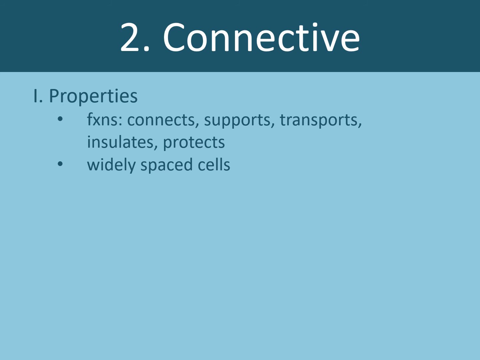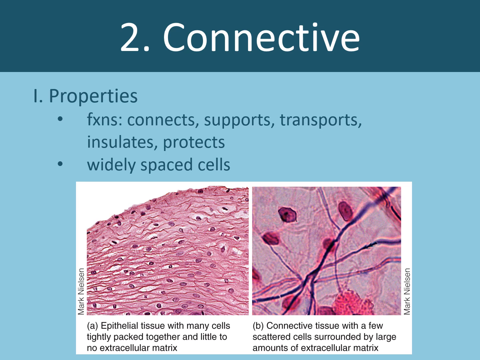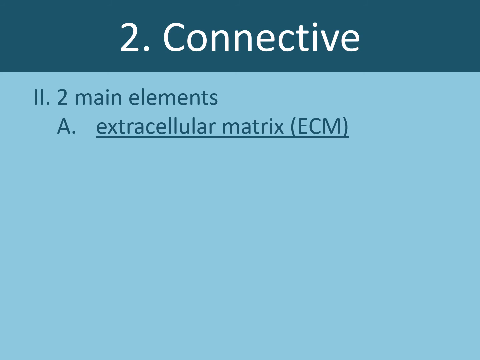The cells of connective tissue are widely spaced. Again, in the pictures of microscope slides below, you can see on the left epithelial tissue with the cells tightly packed, and connective tissue in contrast on the right, where the cells colored purple are very far apart from each other. Now let's talk about the composition of connective tissue. Connective tissue is made of two main elements: extracellular matrix, or ECM, and cells.